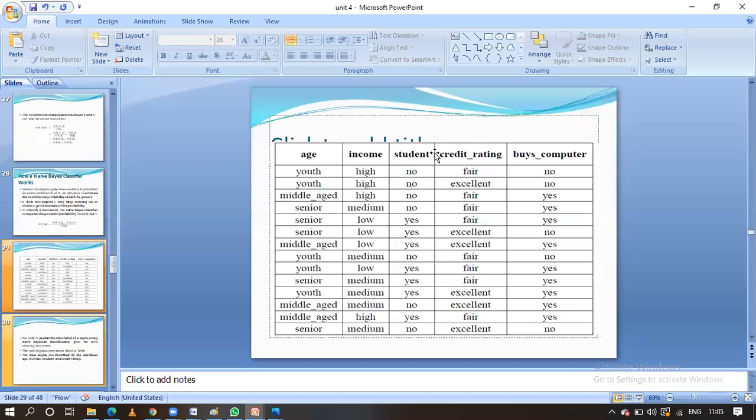Coming to the student attribute, it has the values yes or no. Yes means he is a student. No means he is not a student. The credit card rating attribute has the values fair and excellent. Finally, the class label is buys a computer. Yes means they are able to buy a computer. No means he is not able to buy a computer. This is the training data, guys.